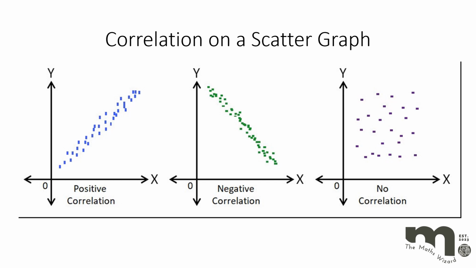Then we've got a negative correlation, so that's where one piece of data is increasing but the other is decreasing. On the example in the middle there, X is increasing but Y is decreasing. And then you've got at the end there no correlation. So if you get a scatter graph like this, there's no link, there's no real pattern between those pieces of numerical data.